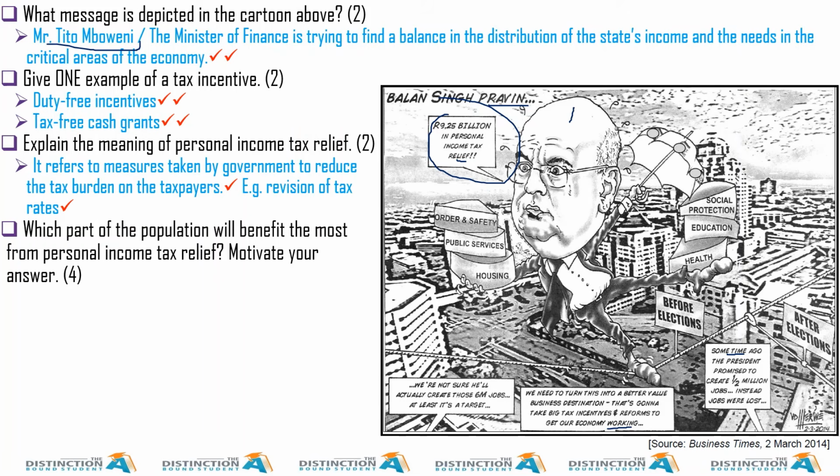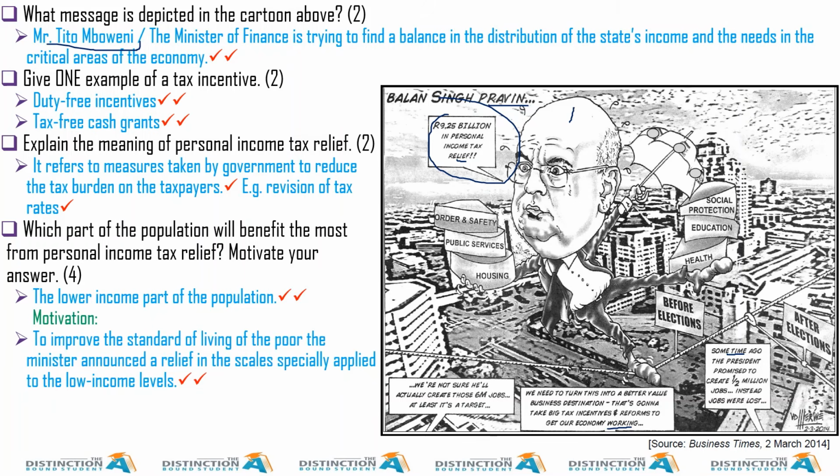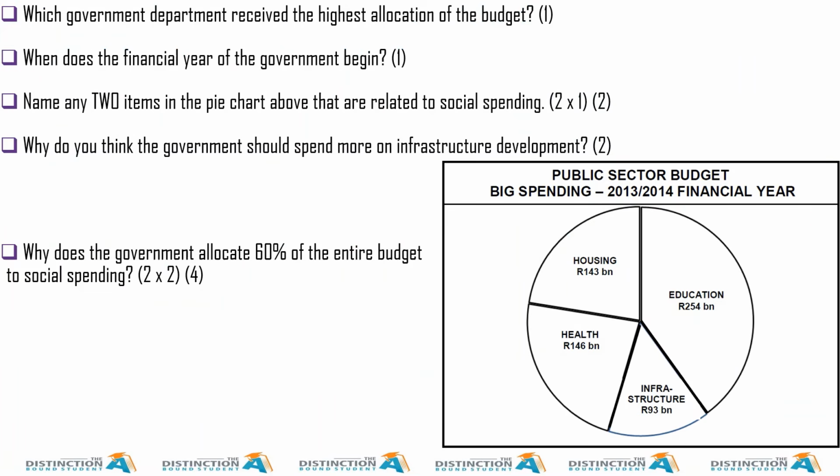Which part of the population will benefit the most from personal income tax relief? Motivate your answer. Mostly it's the low income earners. The reason will be to improve the standards of living, or even to bridge the gap. That's what I would say. To improve the standards of living of the poor, the minister announced a relief in the scale especially applied to the low income earners.